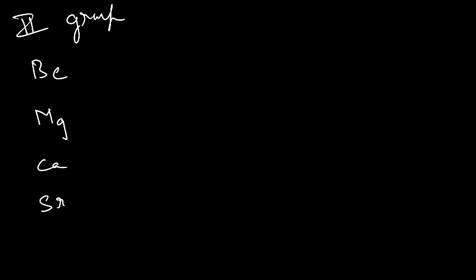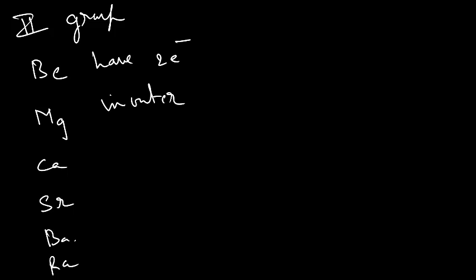Whereas, on the other hand, what are the second group elements? Beryllium, magnesium, calcium, strontium, barium and radium. They have 2 electrons in the outer shell. So as they lose 2 electrons, they become dipositive ions.